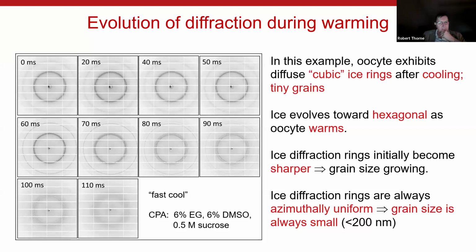The second thing that's interesting is that even though you have lots of ice, during this fast warming, the grain size remains very small, too small for us to make any kind of reasonable estimate of it. It's probably below 200 nanometers in size. So these rings remain nice and smooth. They don't get lumpy at all. And that's a very general feature of cooling and warming, even with the standard protocols as we've implemented them.